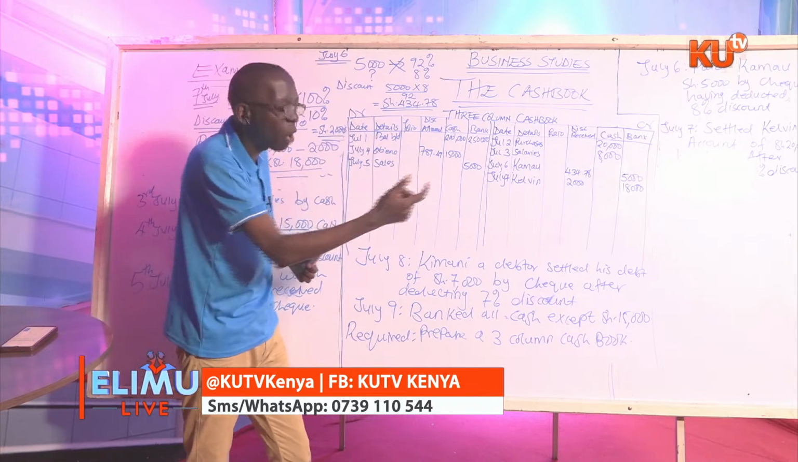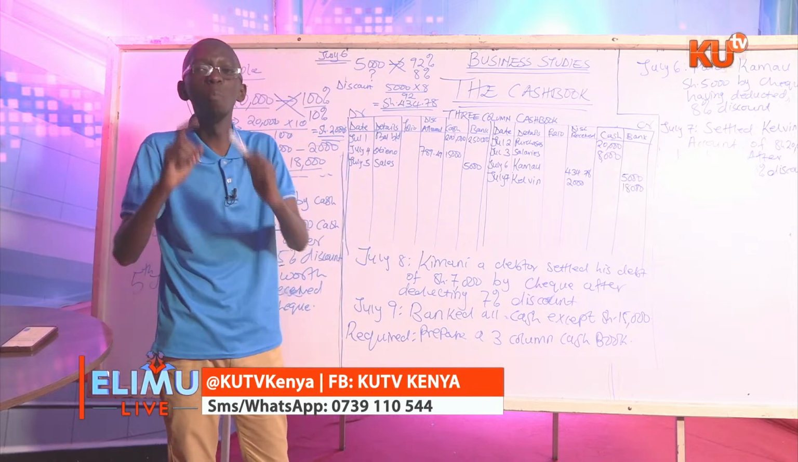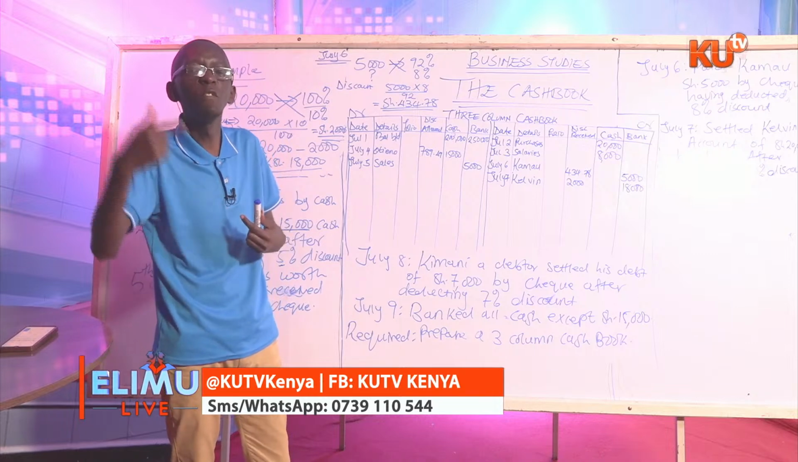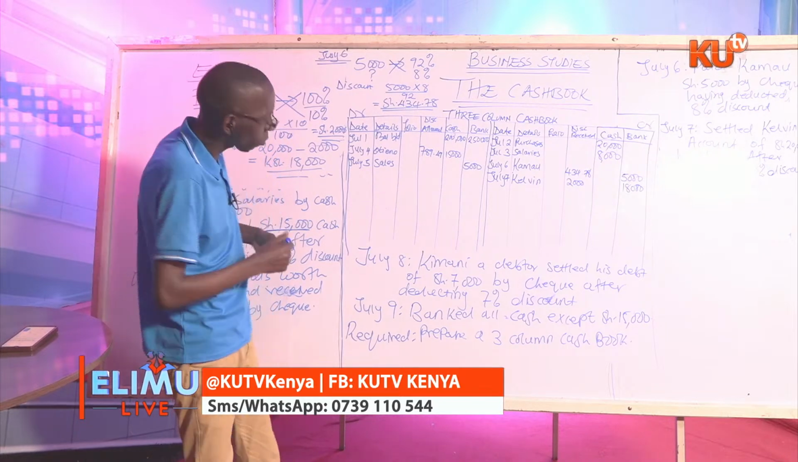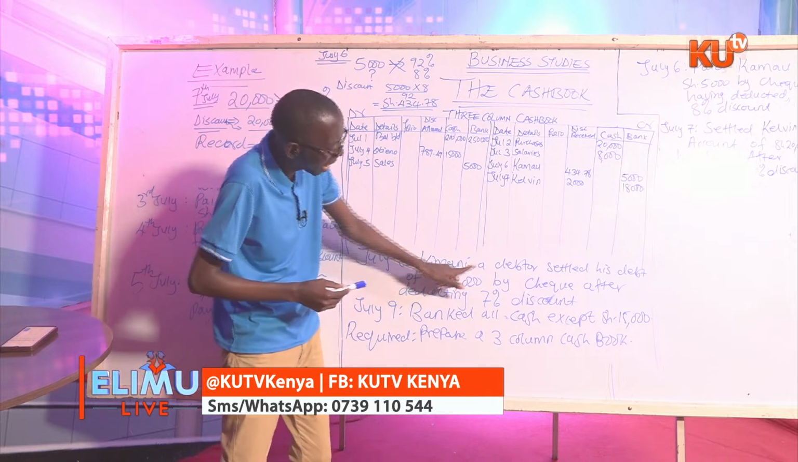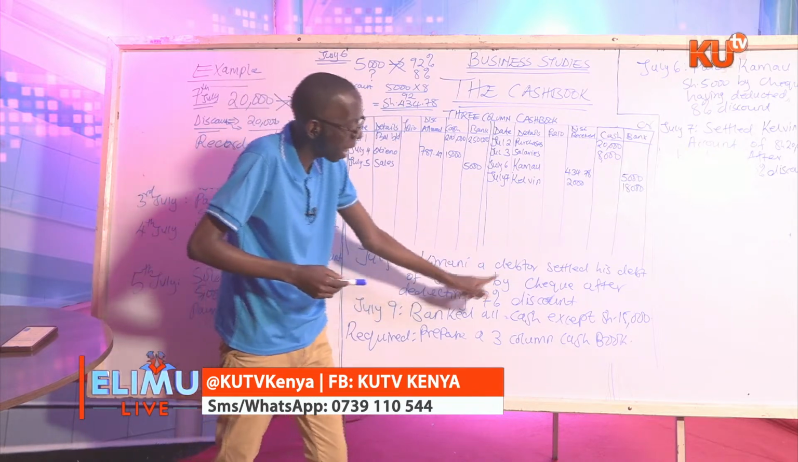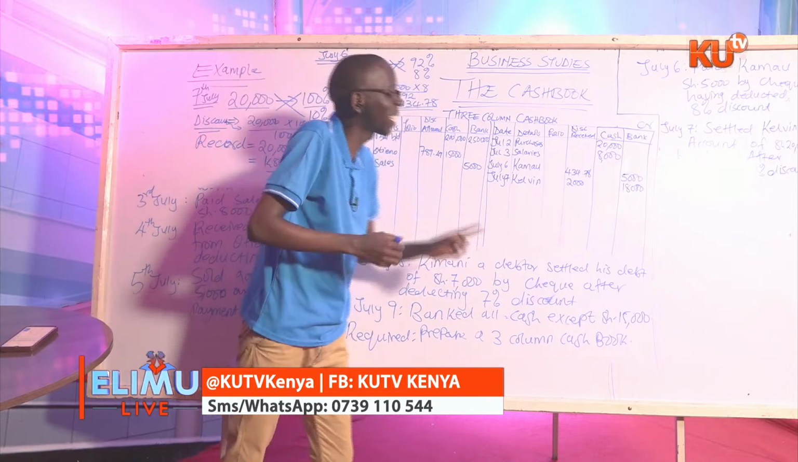Kimani Adera. Who is Adera? Adera is someone who owes you money. If I owe you money, I'm your debtor. If you owe me money, you are my debtor. So Kimani Adera settled his debt of 7,000 by check after deducting 7% discount.